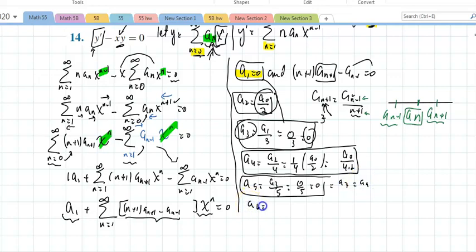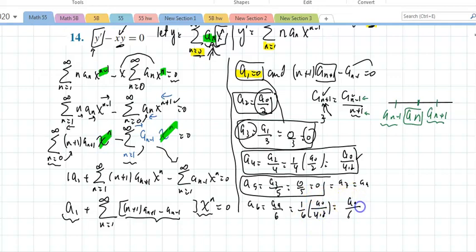How about a sub 6? To get a sub 6, you must put a 5 right there. 5 plus 1 is 6. That's a sub 4 divided by 6. But a sub 4 is right there. That's 1 over 6 times a sub 0 over 4 times 2.